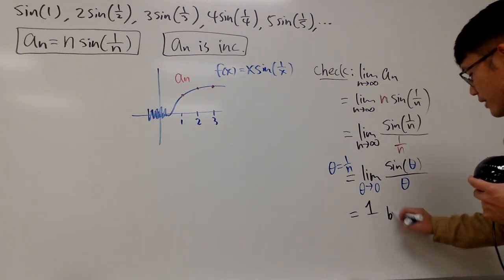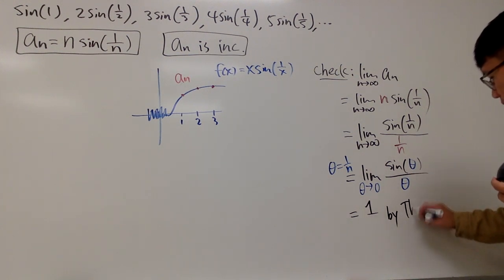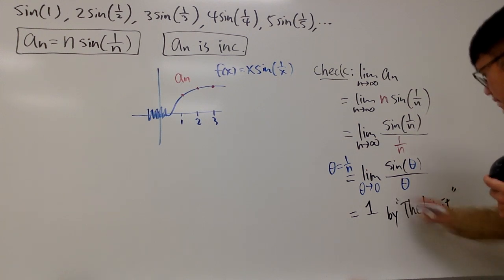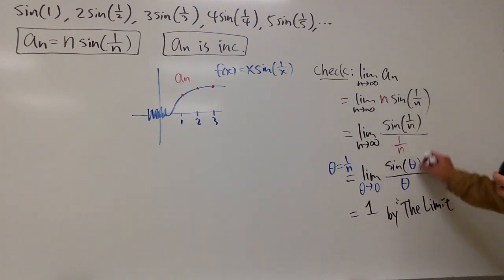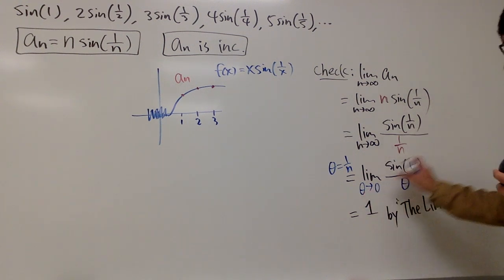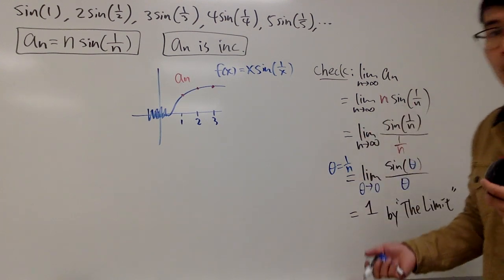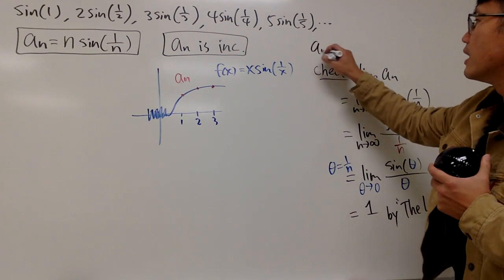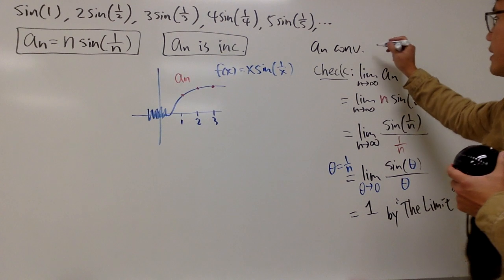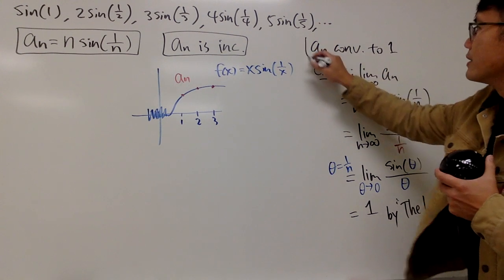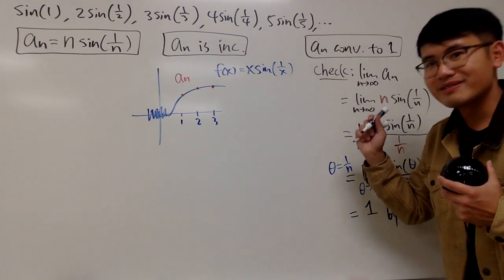And if you want to give a little reason, this is by the limit that I discussed with you guys before. This and that input are the same, and if the input is approaching 0, then we are pretty much done. So I will tell you that a_n does converge, and it converges to 1 right here. So this right here is very good. That's it.